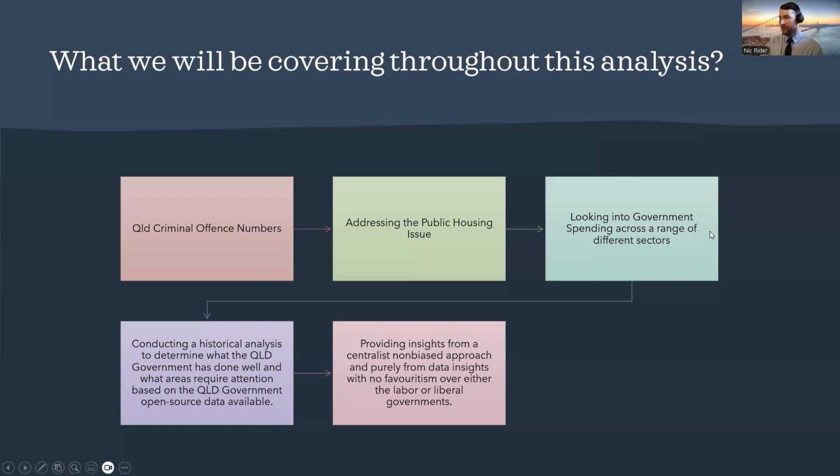We'll also look into government spending in later sessions over the coming weeks or months. We will address government spending across a range of different sectors, and what effect this has had on the Queensland economy. We're going to conduct a historical analysis to determine what the Queensland government has done well and what they haven't done as well. What's been positive, what's been negative, and what's been in the middle, neutral, where it hasn't really improved, but hasn't really gotten worse either.